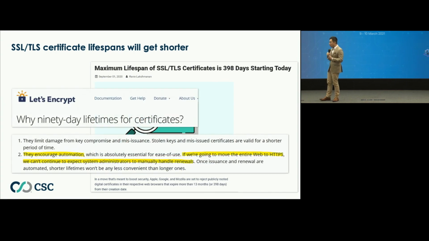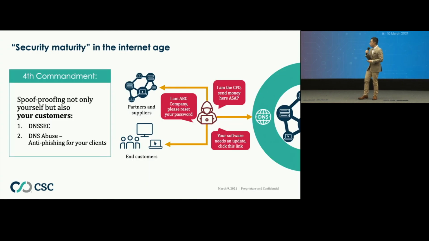So the problem is, when you look into Let's Encrypt, which is a company formed by all these giants as well, they have a policy of 90 days lifetime certificates. And the reason they gave is that they want to encourage automation. Now, the fourth commandment is that you have to spoof-proof not only yourself, but also your customer by implementing something like DNSSEC, DNS abuse and anti-phishing services for your customer as well.